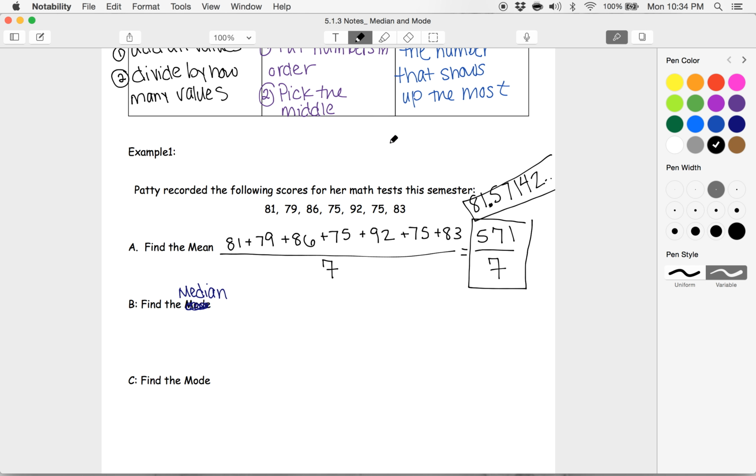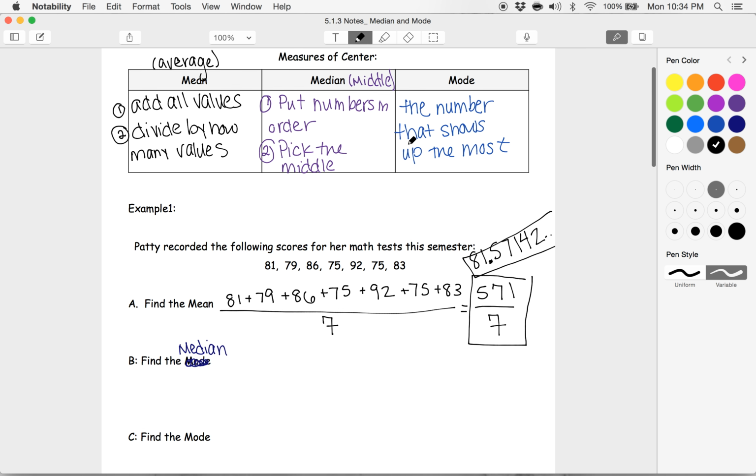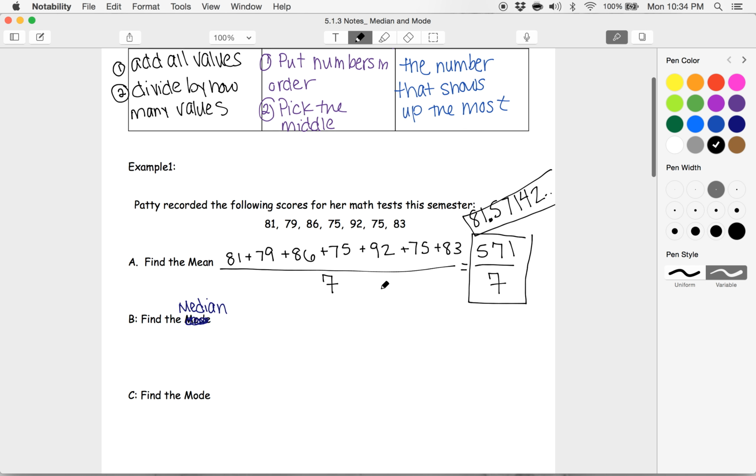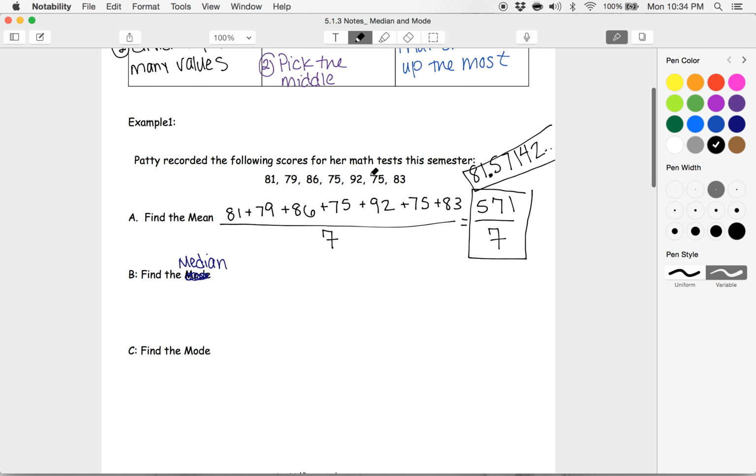That is my mean. The next thing we're going to do is our median, okay? When we do the median, this says we need to put numbers in order and then pick the middle number. So let's put our numbers in order. My first thing is I've got to figure out which one's my smallest. That looks like, I think, the 75. So I'm going to say 75. And then there's another 75.